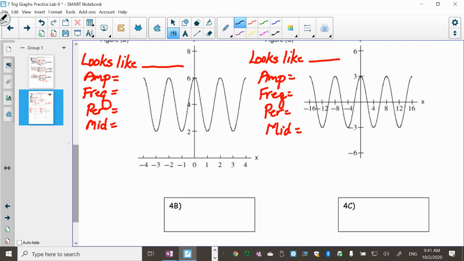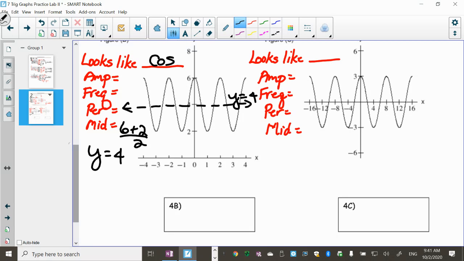What does it look like, guys? Cosine. Midline is 6 plus 2 divided by 2, or y equals 4. Come on over here and actually do it. I always do that to make sure that's right. All right, the next thing is my period: how long does it take me to see a whole curve? It's a little bit past 2, but let's call it 2 for the sake of it. So we're going to call the period 2 equals 2 pi over my frequency.